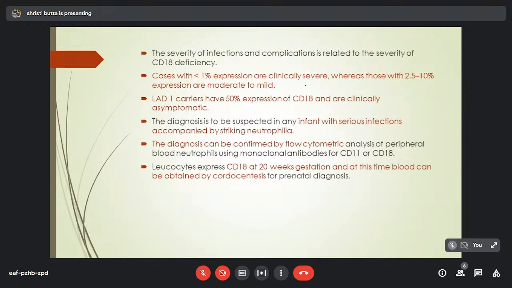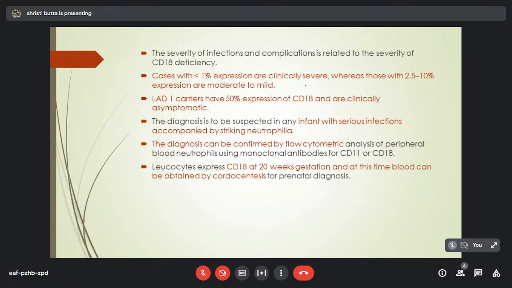The severity of infections and complications is related to the severity of the CD18 deficiency. Cases with less than 1% expression are clinically very severe, whereas those with 2.5 to 10% expression of the beta-2 integrin are moderate to mild. LAD1 carriers have about 50% expression of CD18 and are clinically asymptomatic. The diagnosis is to be suspected when an infant presents with serious infections and a striking neutrophilia.